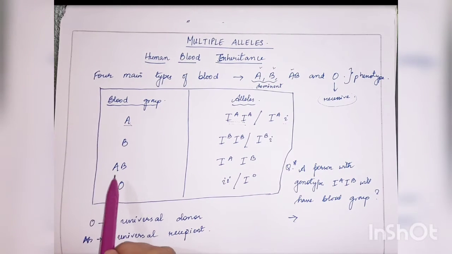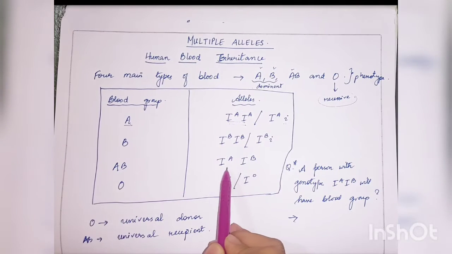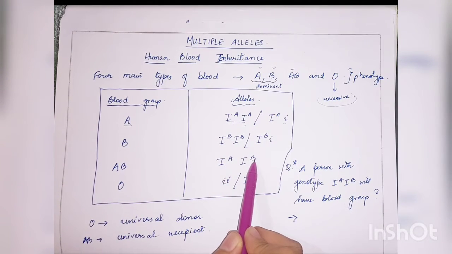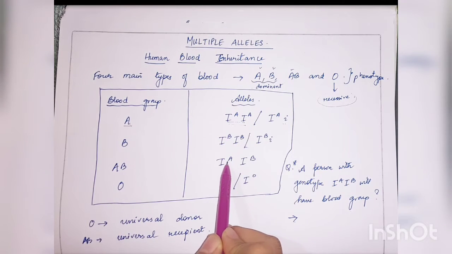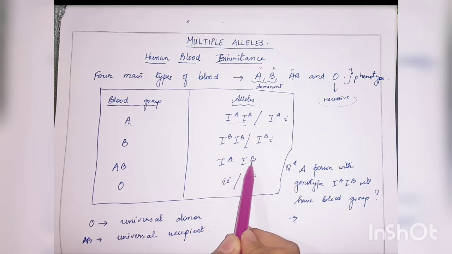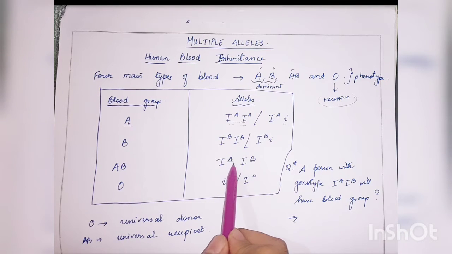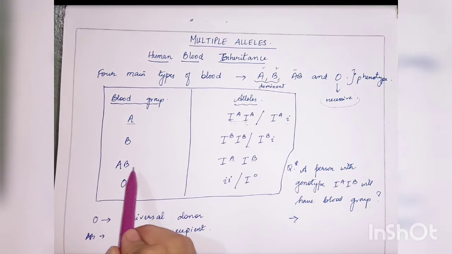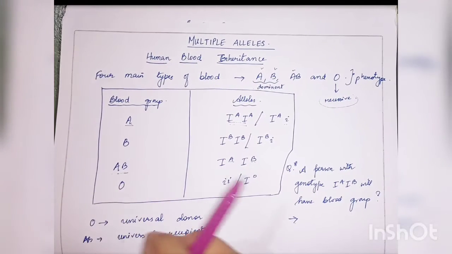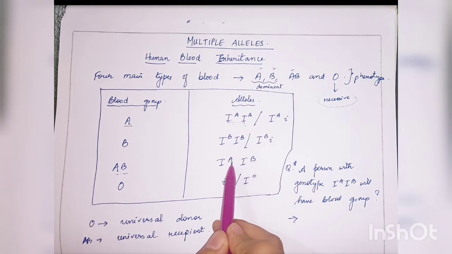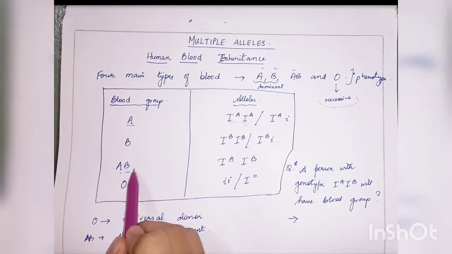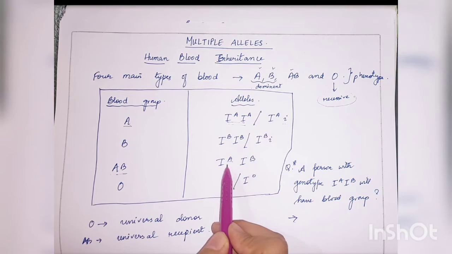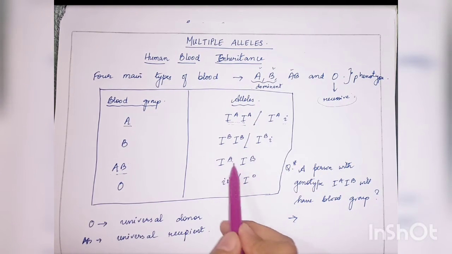Same here for AB, it can be IA and IB, okay? Whenever there are alleles IA and IB, since blood groups A and B are dominant, they will show both the traits. So the blood group will be A and B together, okay? Here both the alleles are dominant, so this AB blood group is codominant. In such a case, when both the traits are shown, we call that codominance.